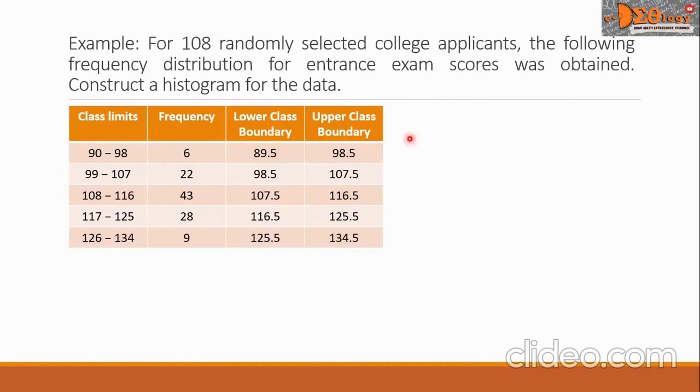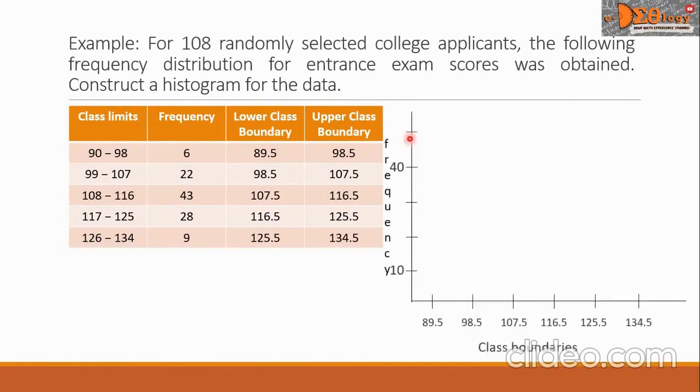Let us now write the histogram. First, let us draw the horizontal line and the vertical line here. In the horizontal line, we will write the class boundaries, and for the vertical line, we will write the frequency.